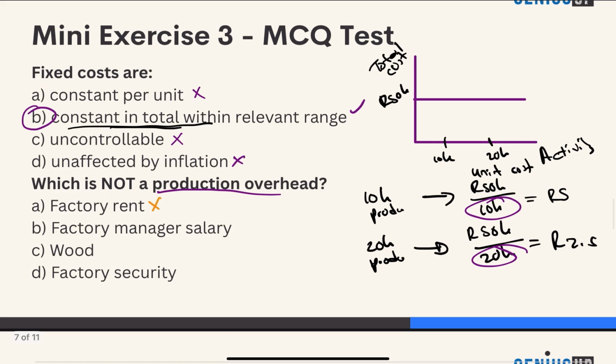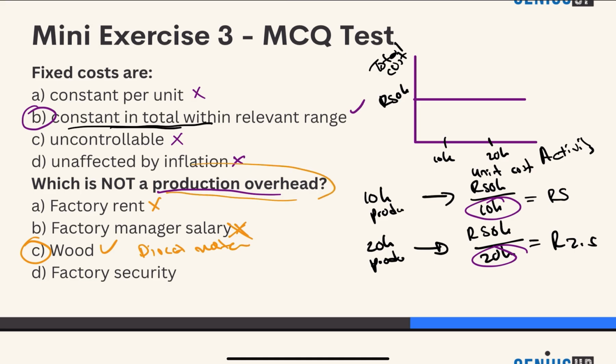Factory manager's salary, this is also a factory cost that is not direct labor or direct material. Therefore, it is a production overhead. And we're not looking for production overheads. We're looking for something that is not a production overhead. And wood is direct material, because it's a material that's directly traceable or physically traceable to the product itself. So the correct answer is this one, because this is direct material, and direct material is not a production overhead.